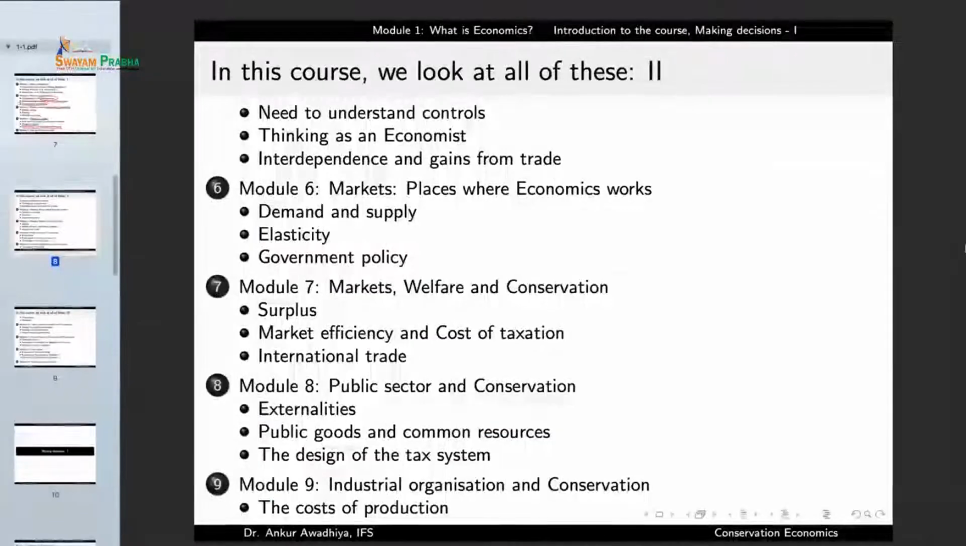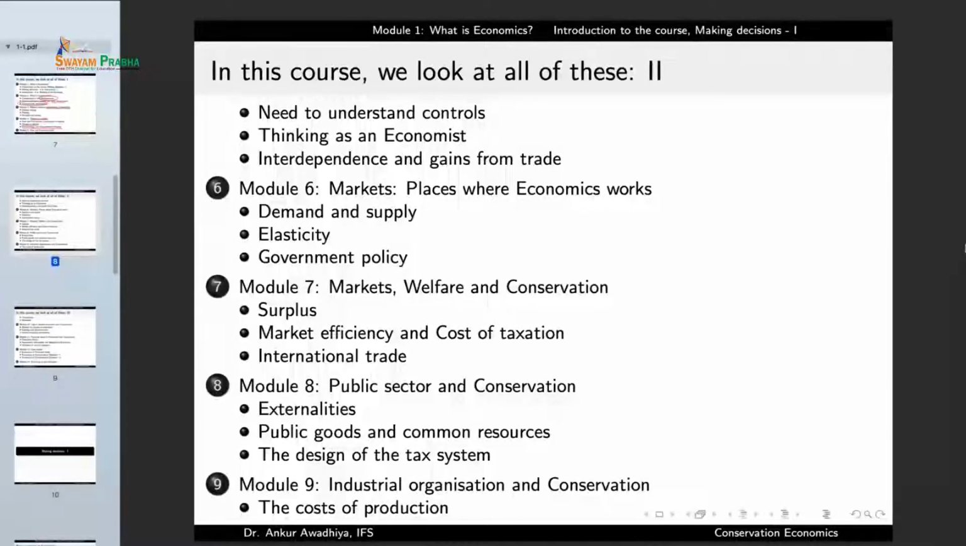In the fifth module, we will ask the question, can economics help and how can economics help? Because a large number of these decisions are occurring because of bad economic decisions, we need to understand how economic decisions are made in the first place. Because once you understand economics, only then will you be able to use economics to conserve the wildlife, to conserve the natural resources. So in this module, we will look at the need to understand controls, the need to understand how both of these are related, and we will learn about thinking as an economist. What is the thought process that goes on in an economist's mind? And we will further look at interdependence and gains from trade.